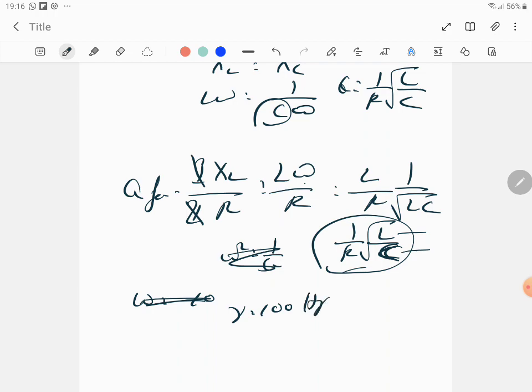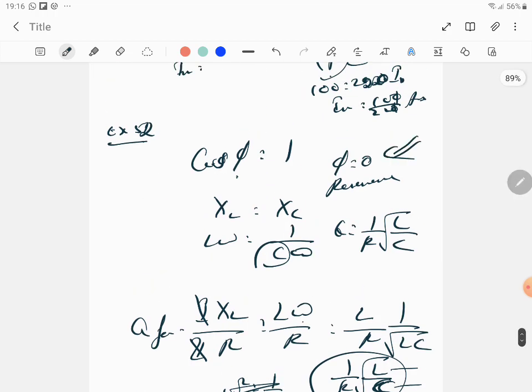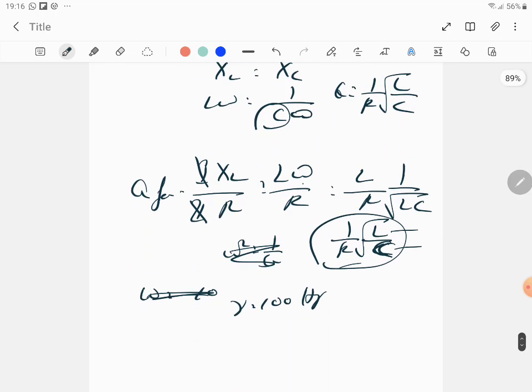What do they want? Calculate the average power dissipated in the circuit. Whatever it is, we found phi is equal to 0 first itself, so it's still at resonance. What do you want? The average power? Power, you know, same formula. Power is VRMS square by R.